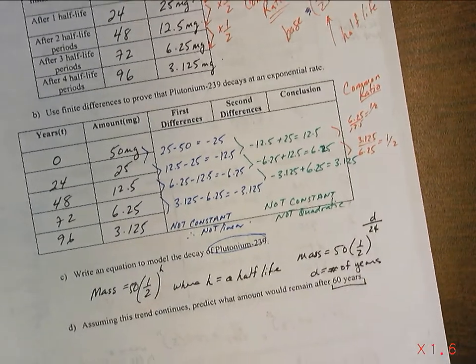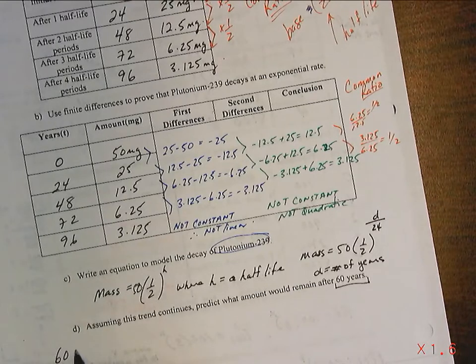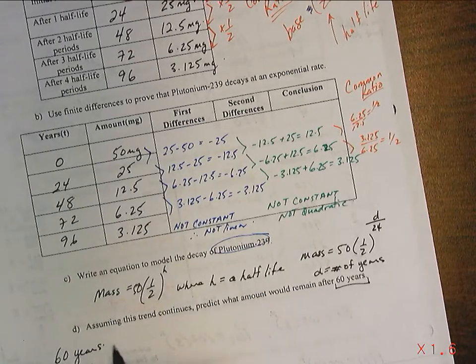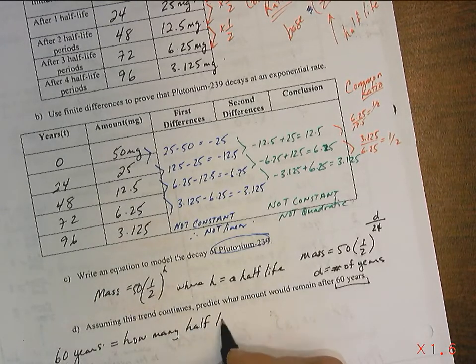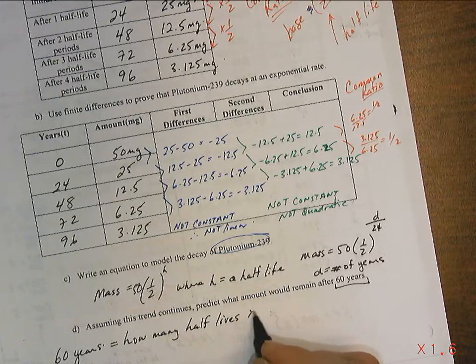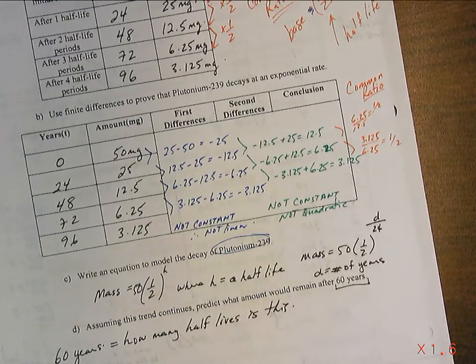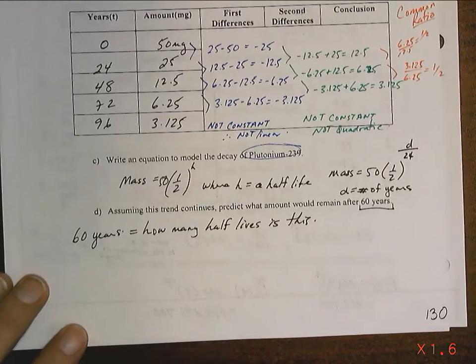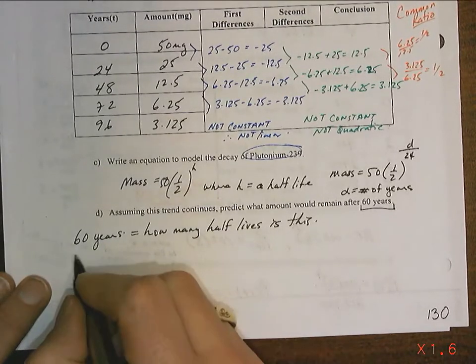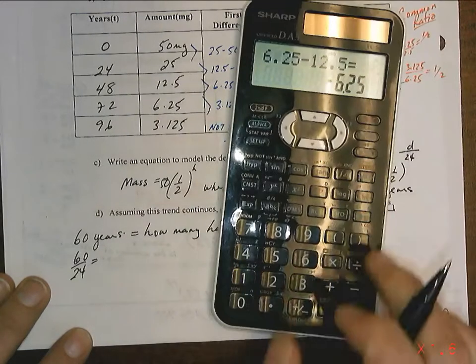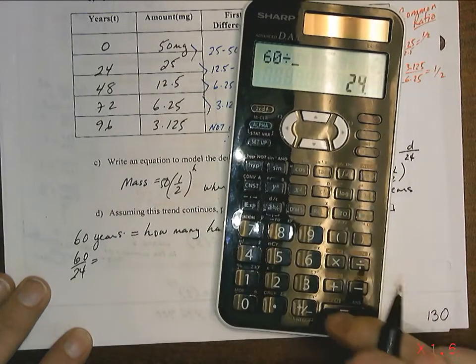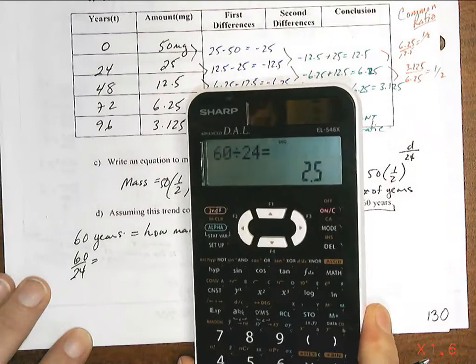That's the interesting part. You've got 60 years. So the question is, how many half-lives? So we want to know how many half-lives is that? Well, we know that a half-life becomes every 24 years, so it's going to be 60 divided by 24. So that's going to be 2.5 half-lives, so 2.5.